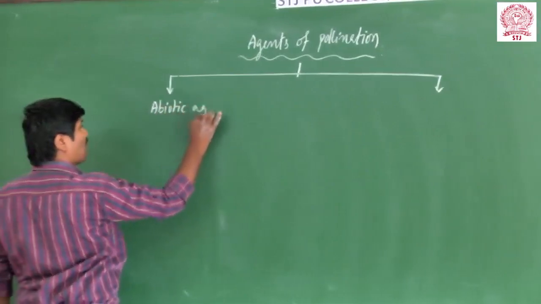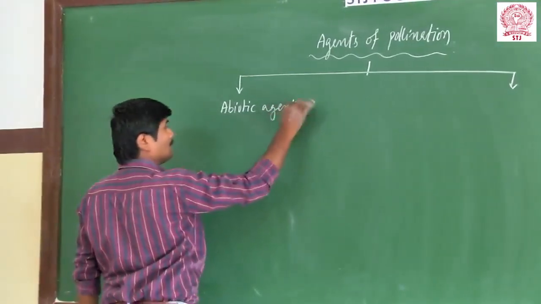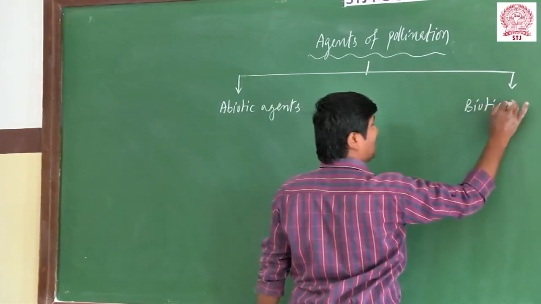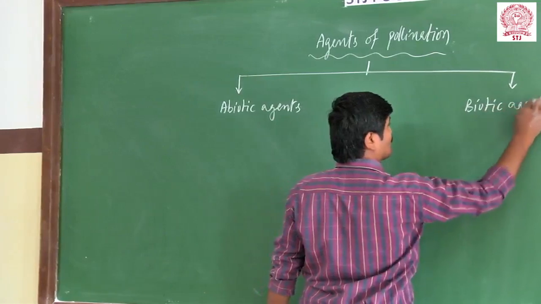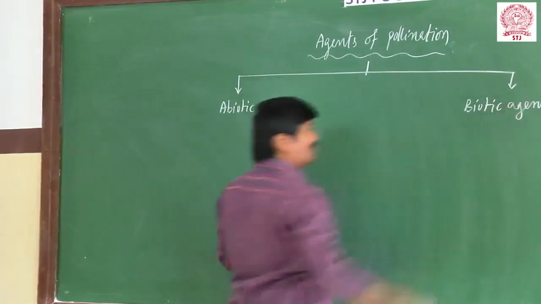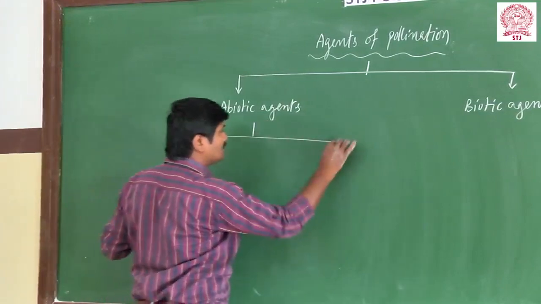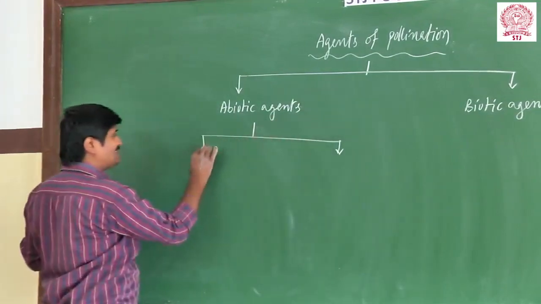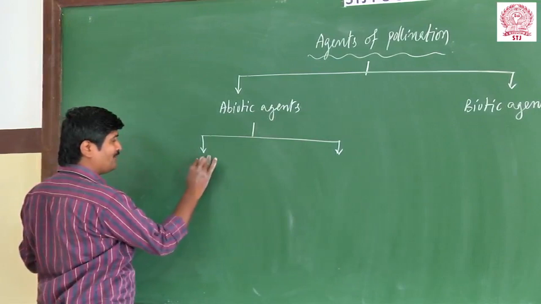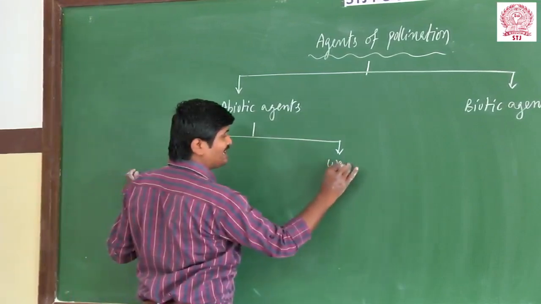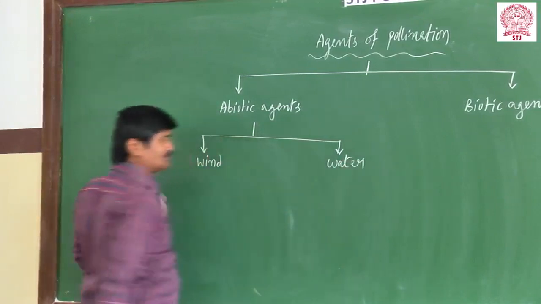Abiotic agents, biotic agents. Again here, abiotic agents are mainly two: one is wind, second one is the water.